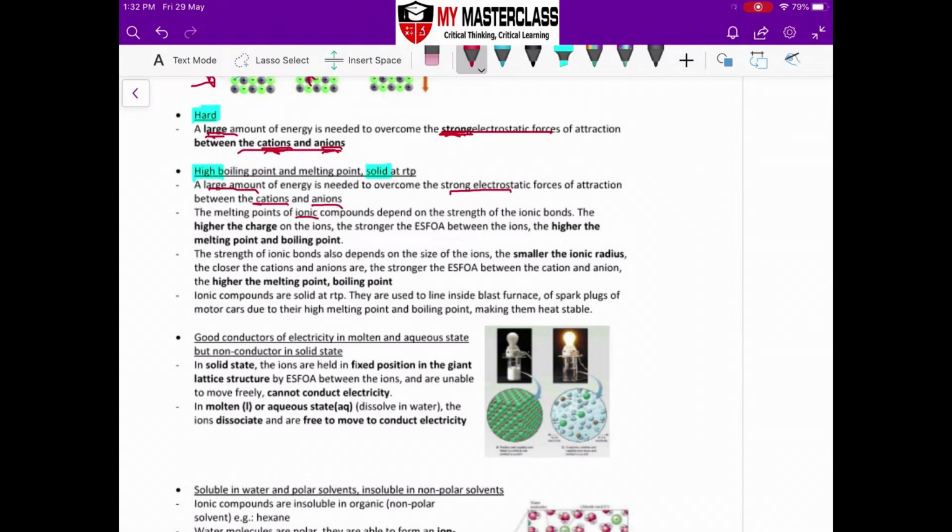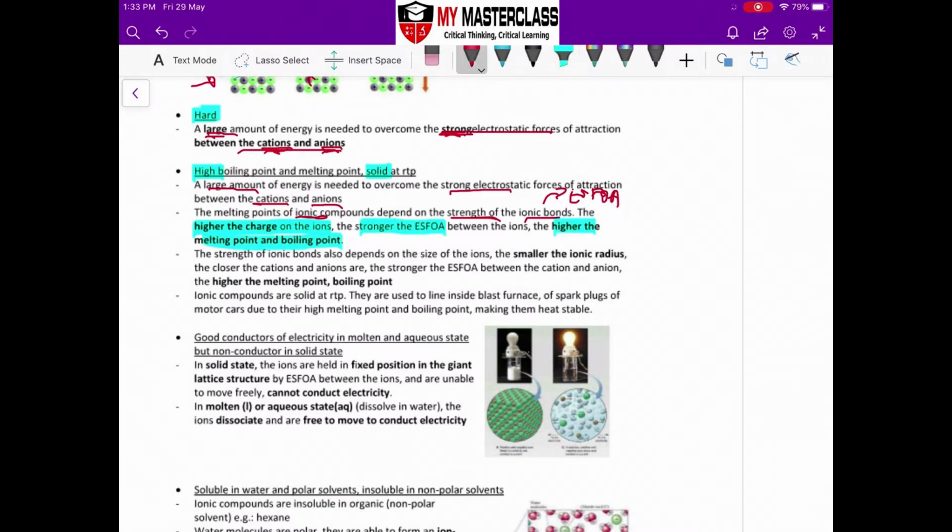The next point that we are going to look at is that the melting points and boiling points of your ionic compounds depend on the strength of the ionic bond. The strength of the ionic bond in this case means the ESFOA, the electrostatic force of attraction between the cations and anions. How strong this attraction is depends on the charge of the ion. So the higher the charge on the ions, the stronger the ESFOA, the higher the melting point and boiling point.